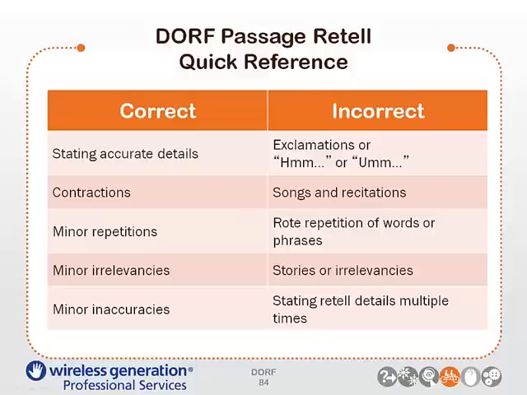stories or irrelevances. For example, if a student says, the boy and his mom went to the grocery store, I went to the store with my mom, that would be a story or irrelevance. I went to the store with my mom, you wouldn't count that. Stating retell details multiple times. So for example, if a student says, the old man lived alone, the man lived all by himself, that's stating the same thing but in a different way, so you would not count both of those.